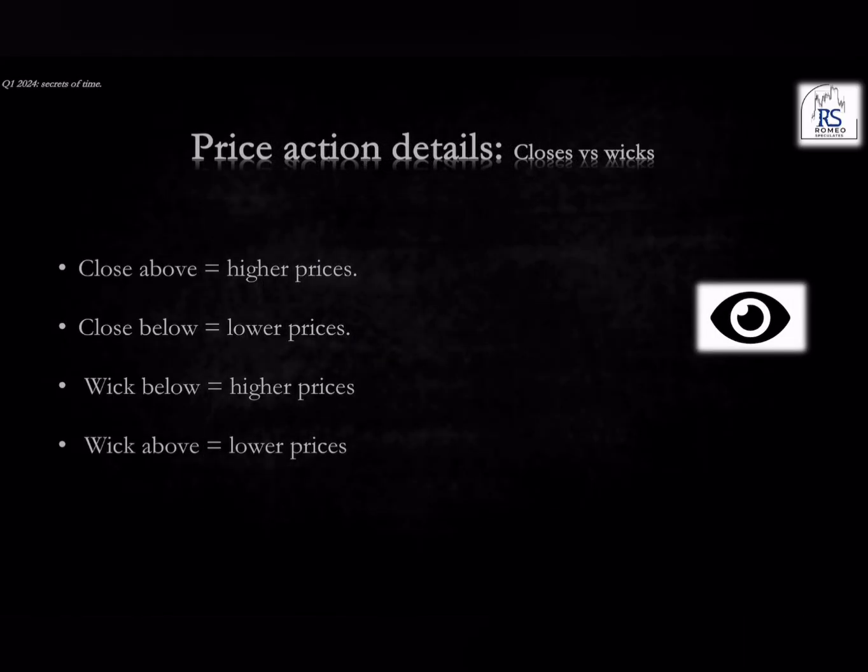Now, next on to the topic of closes versus wicks. Close above equals higher prices. Close below equals lower prices. Wick below equals higher prices. Wick above equals lower prices.